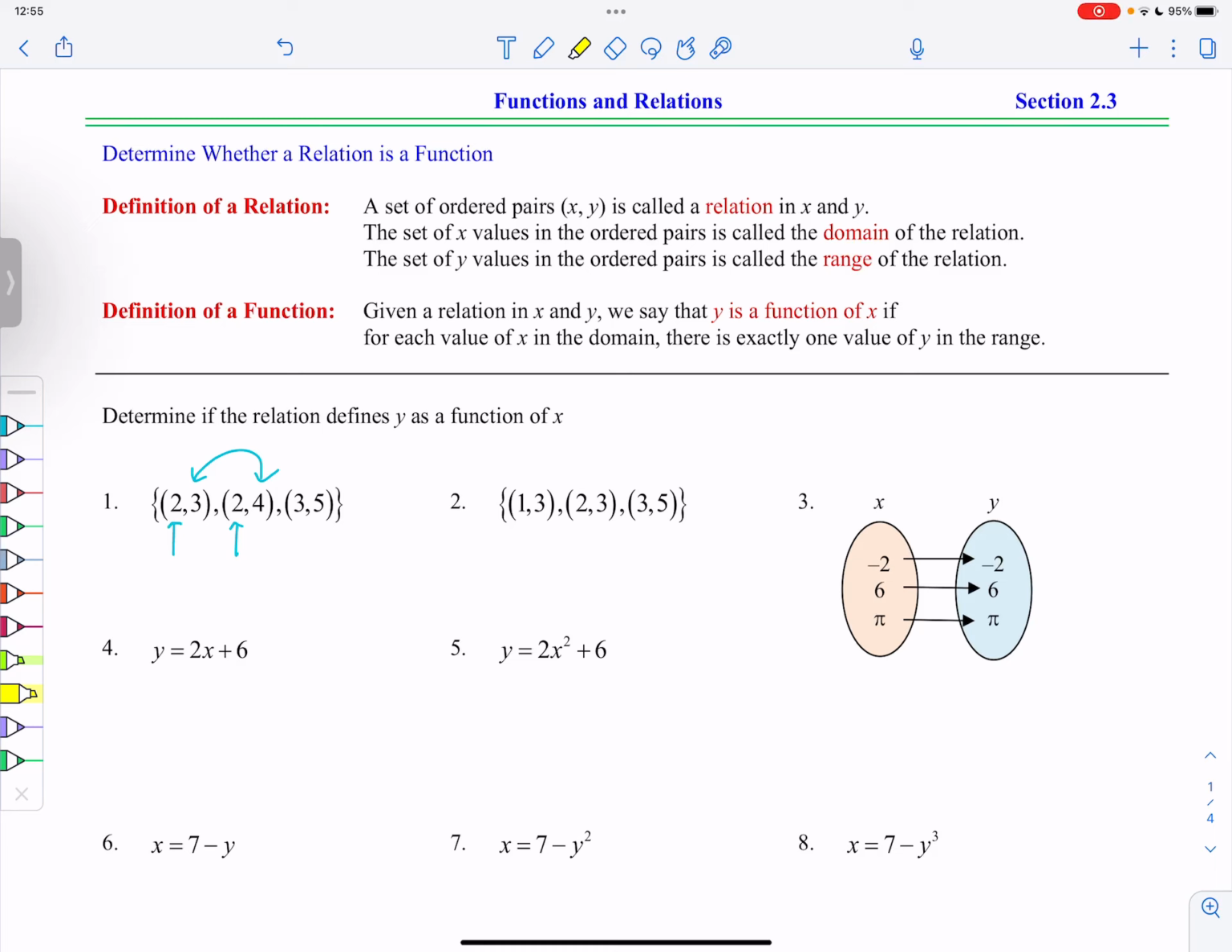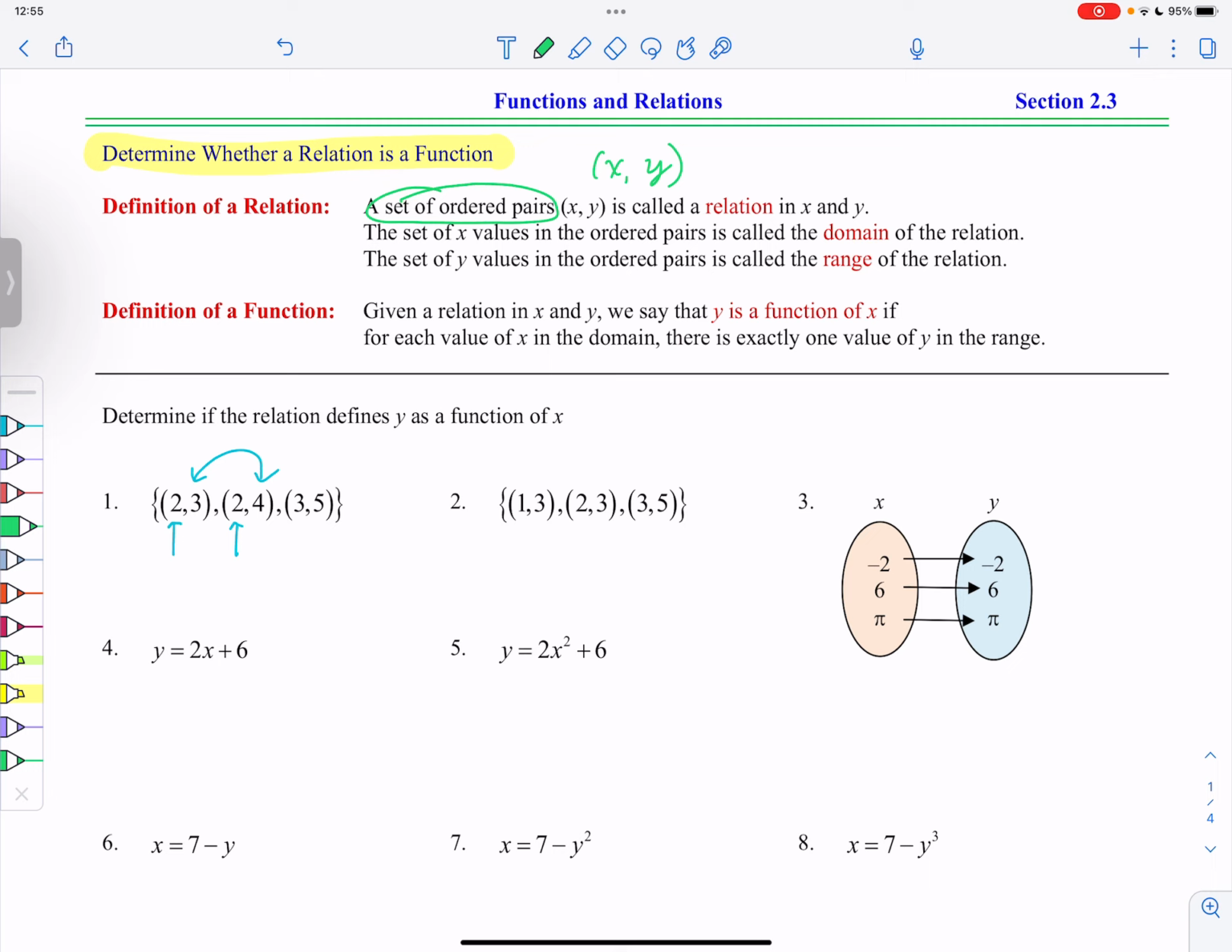This is section 2.3, functions and relations. In order to determine whether a relation is a function, we need to talk about what each of these mean. The definition of a relation is quite simple. It's just a set of ordered pairs. And these ordered pairs are usually given with an x and a y component.